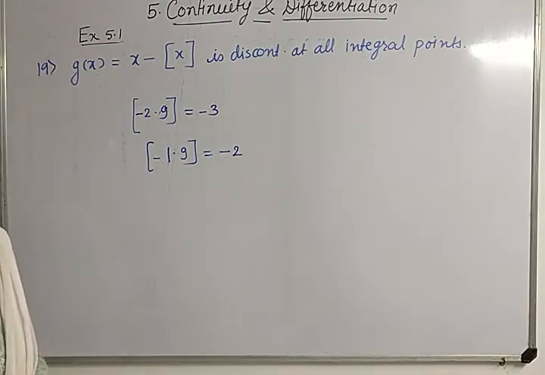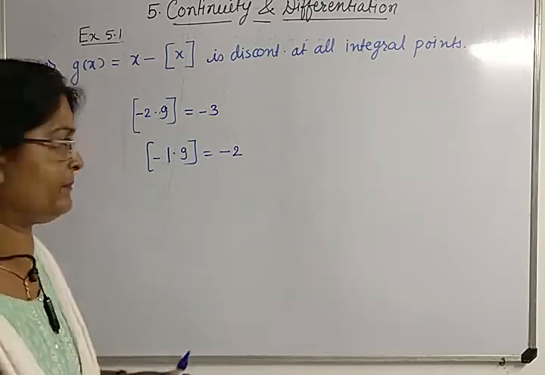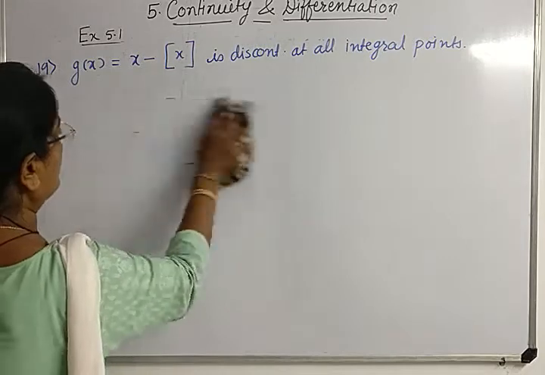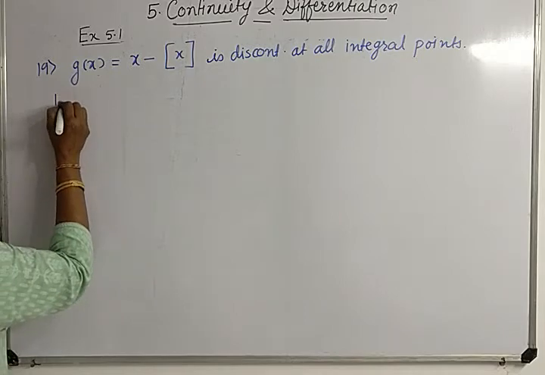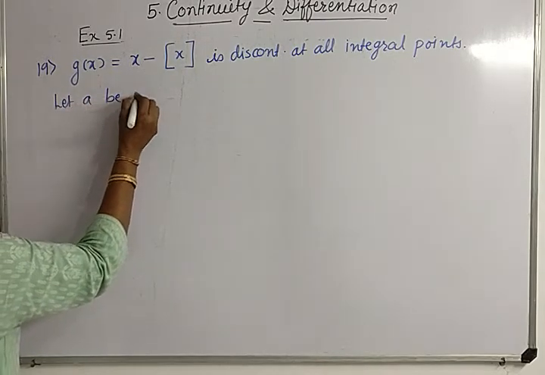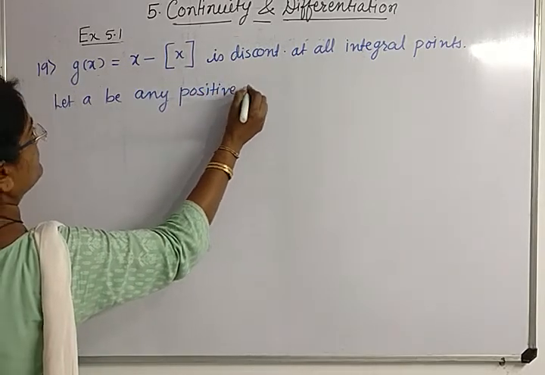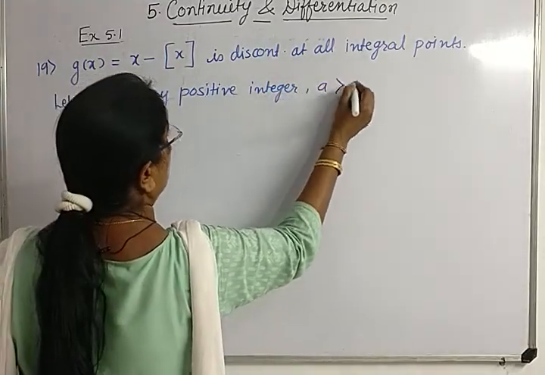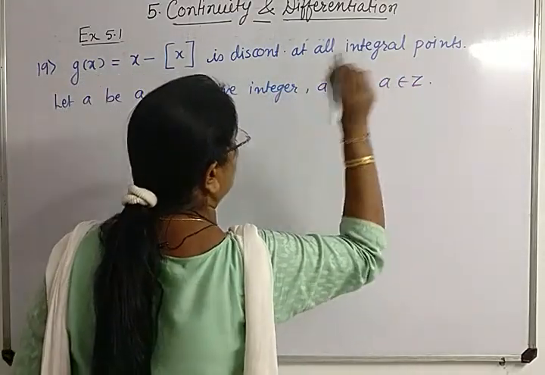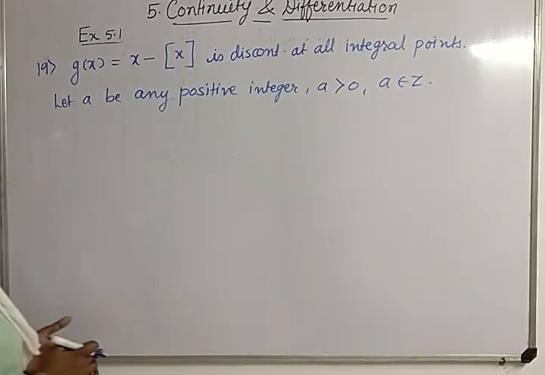For all integral points बोला है, तो integral points means suppose we will consider the integer as a. That is, let a be any positive integer. It means that a is greater than 0 and a belongs to Z. पॉजिटिव इंटीजर है इसलिए ग्रेटर देन 0 हो गया, इंटीजर है इसलिए a belongs to Z हो गया.